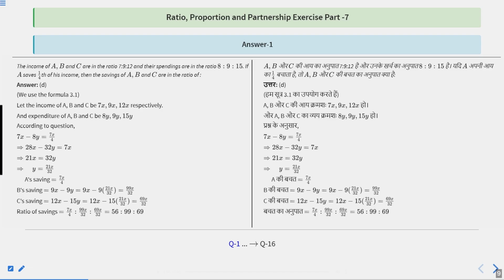In the same way, for C's saving, we know that the income of C is 12x and the expenditure is 15y. We put the value of y, which is 21x upon 32. When we calculate it, we get 69x upon 32. So make the ratio of savings: 7x upon 4 is A's saving, 99x upon 32 is B's saving, and 69x upon 32 is C's saving. We take the LCM of 4, 32 and 32, which is 32. When we solve it, we get the ratio of savings of A, B, C as 56:99:69. So D is the correct answer.